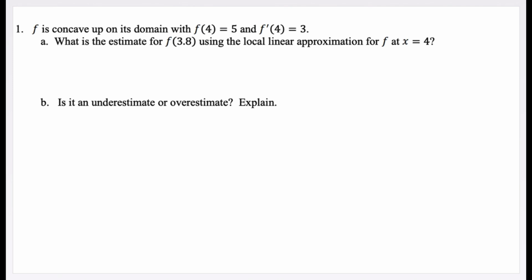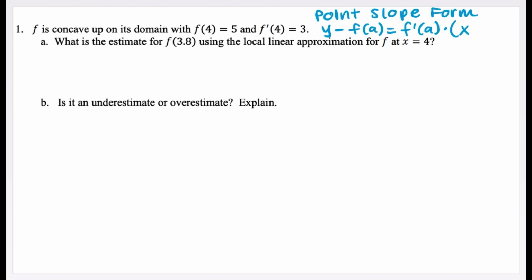So point slope form, I'm going to write this down for you, and I'm going to put it more in the derivative format. Point slope form is y minus f of a. Now f of a is just the y output from the function. And then f prime of a, that's actually the slope, times x minus a.